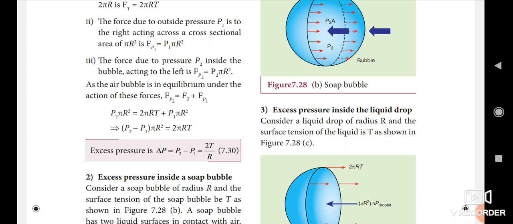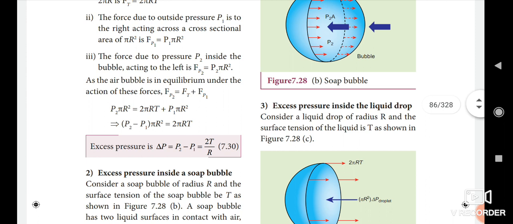Okay, have you all understood? So three points are there. First, three forces are there. The first one is the force due to tension, Ft, which is equal to 2 pi rT. Then the second one, force due to outside pressure P1, so Fp1 is equal to P1 pi r squared. Then the third one, force due to inside pressure P2, so Fp2 is equal to P2 pi r squared.